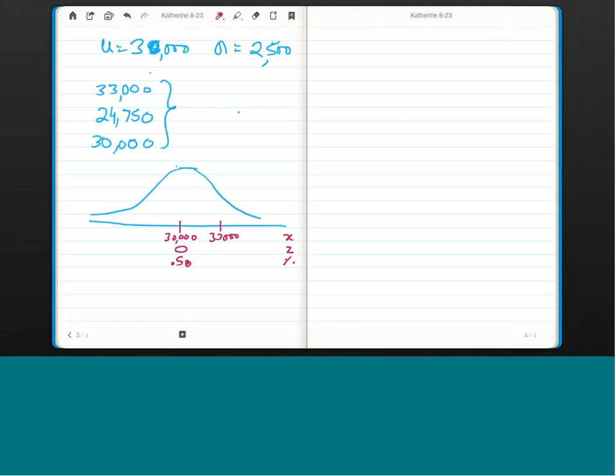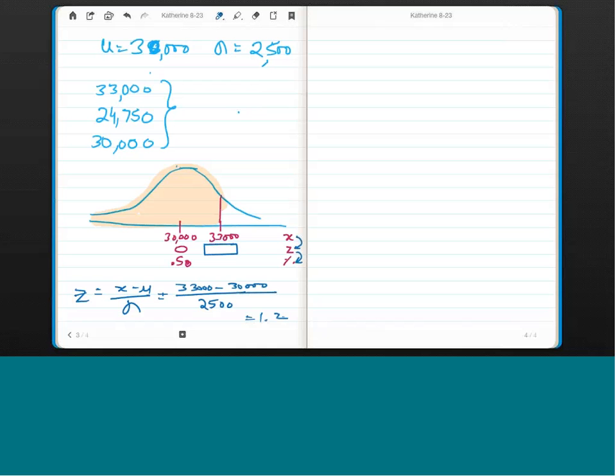So we are looking at the percentile here. That means we are looking for what percent got below that, right? This is the area we are looking for. So how do you find that area? We find the z-score first. Always find the z-score first, okay? And then you find the percentile. So z-score is going to be x minus mu divided by sigma, which means 33,000 minus 30,000 divided by 2,500. That turns out to be 1.2.